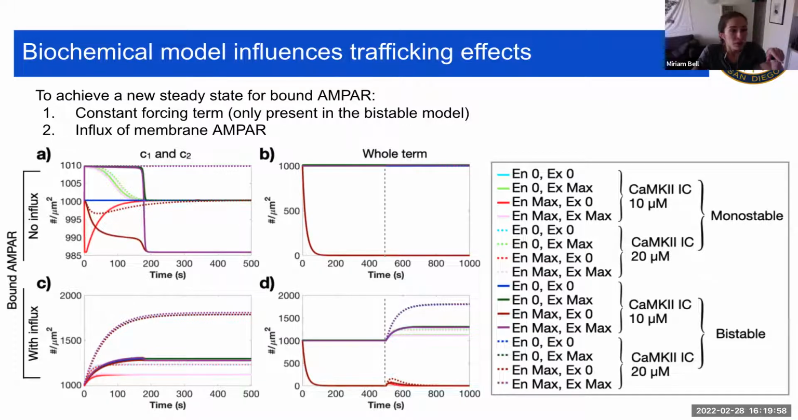However, for the monostable model, it doesn't have a constant forcing term because it has transient dynamics for CAMK2. So it can only change its steady state behavior through an influx of membrane AMPAR. So that's panels C and D. Thus, we concluded from this that trafficking effects are actually dependent on underlying biochemical signaling networks. All of these results have been for a compartmental system of ordinary differential equations. However, we want to consider the role of geometry on these biochemical effects.